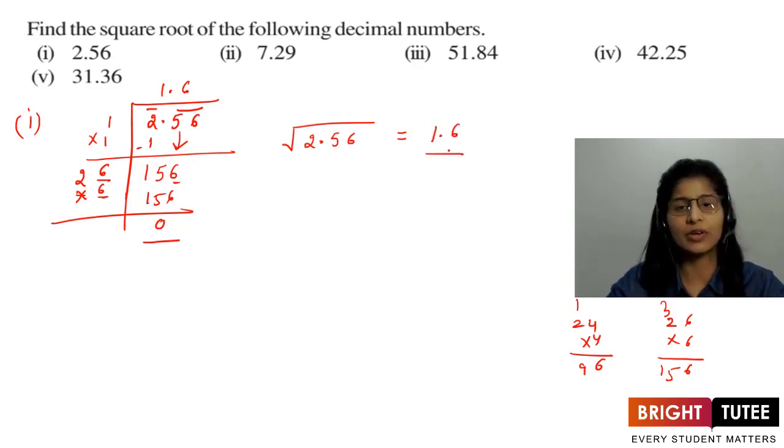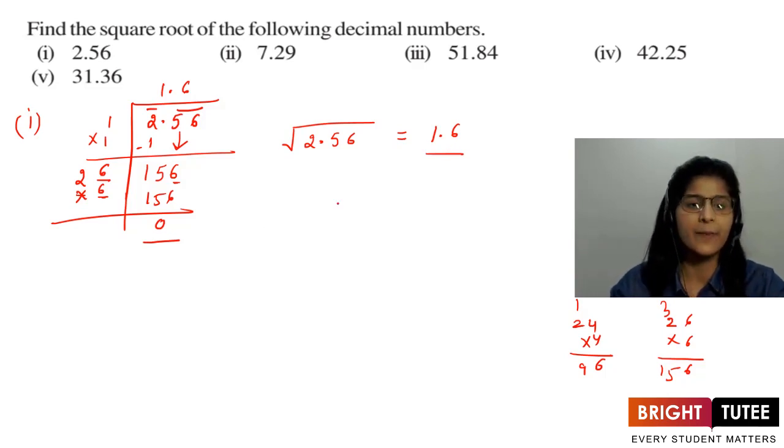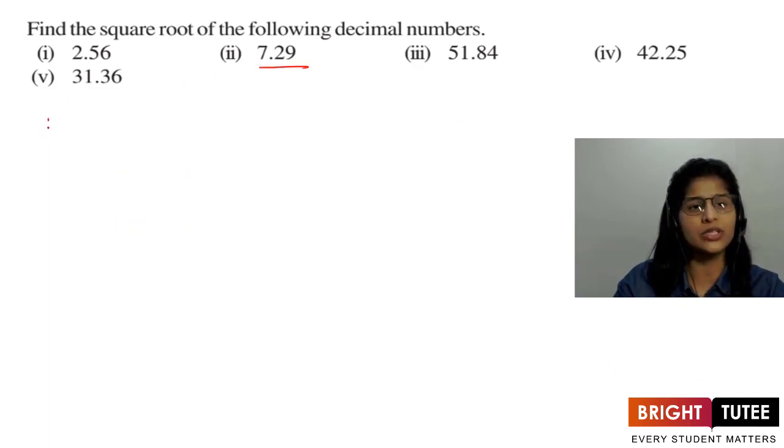Is that clear? What have we done? First and foremost, you place the bars. And second, you divide as we have done with normal numbers, the numbers without decimals. Now we will discuss the second part. The second part is 7.29.